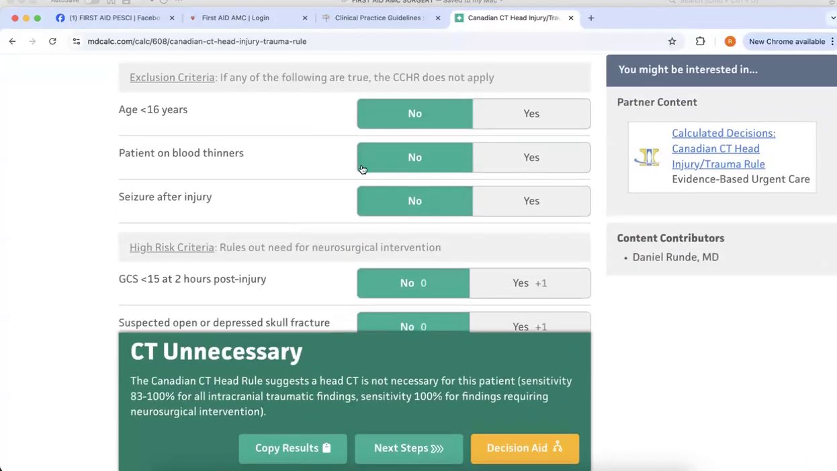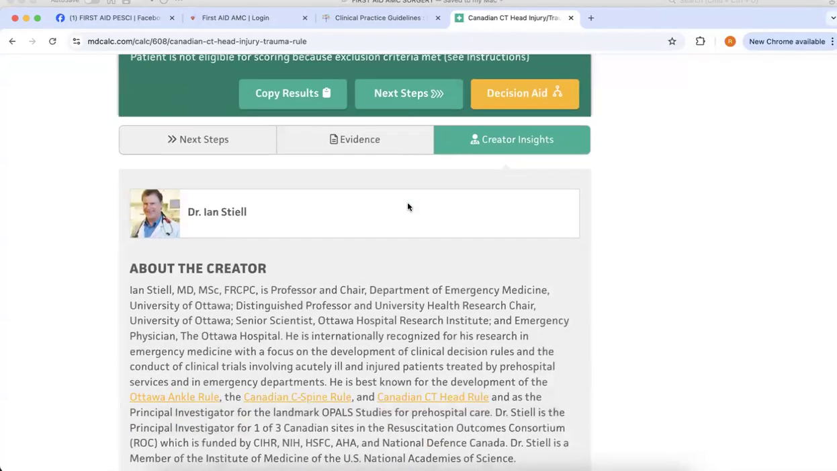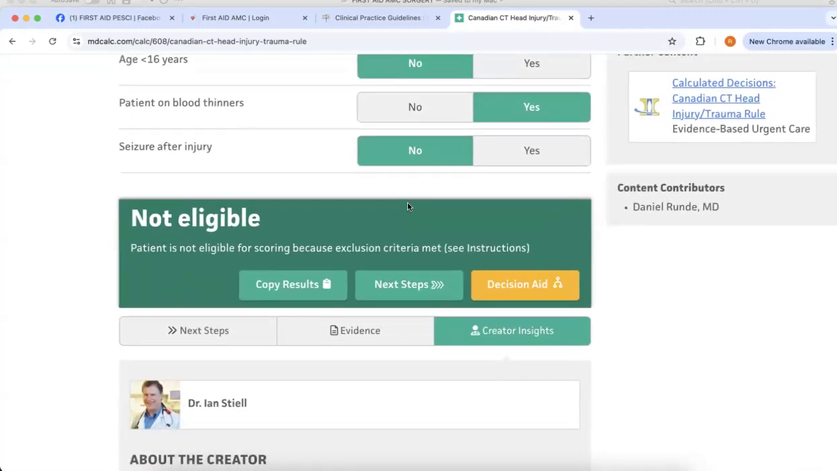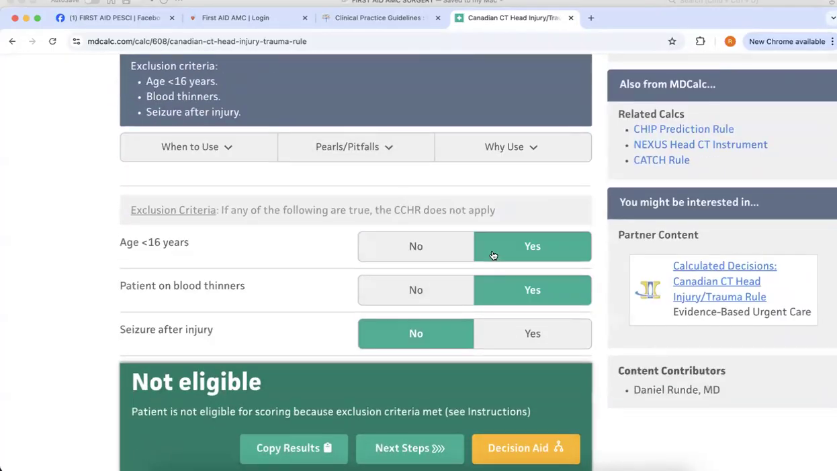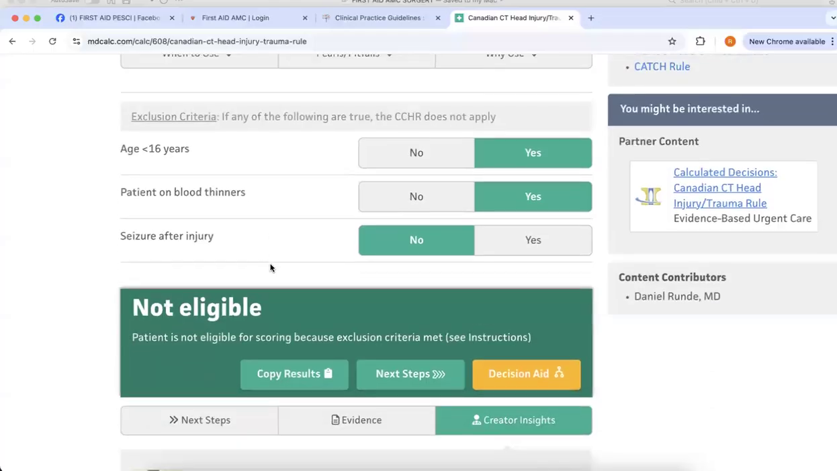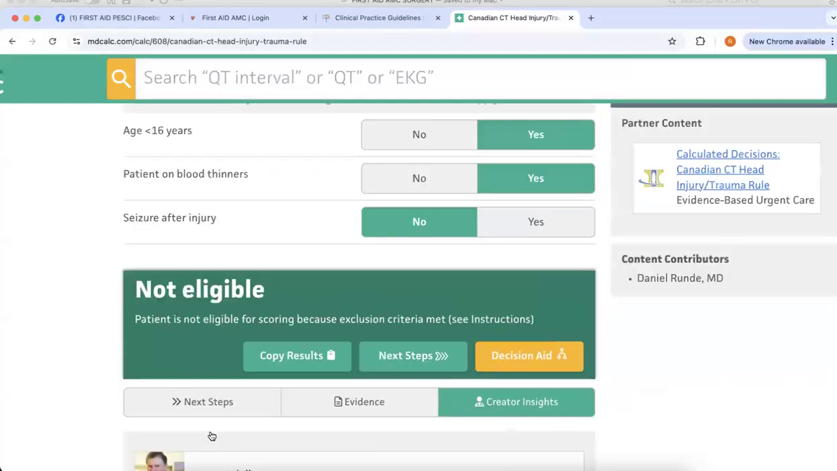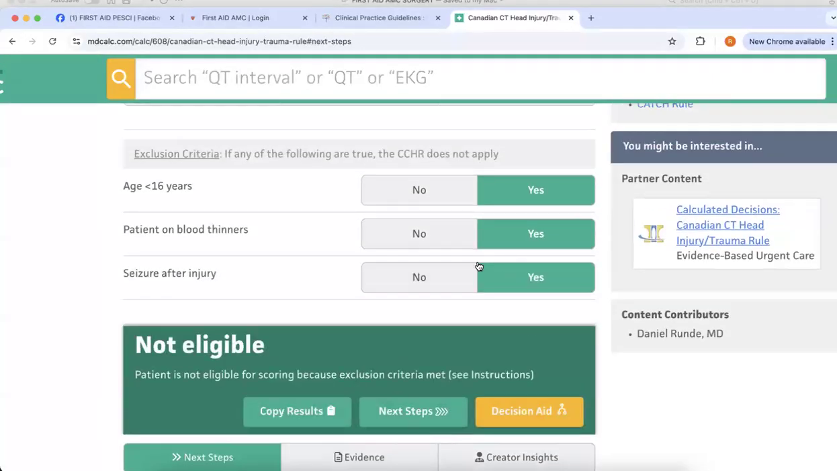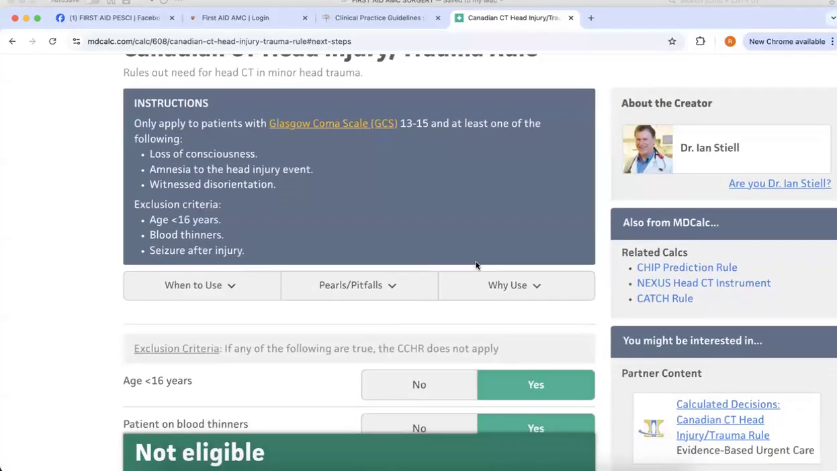Like if you see here, let's say patient age is not less than 16, patient on blood thinner, yes. Patient did not have any seizure. So sometimes we just use it for a very quick thing.